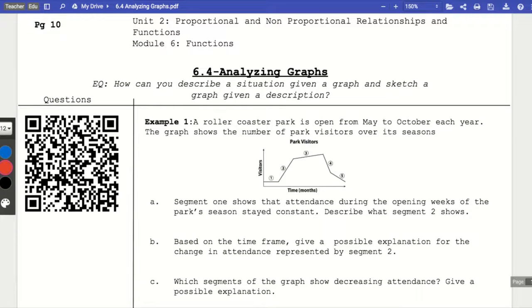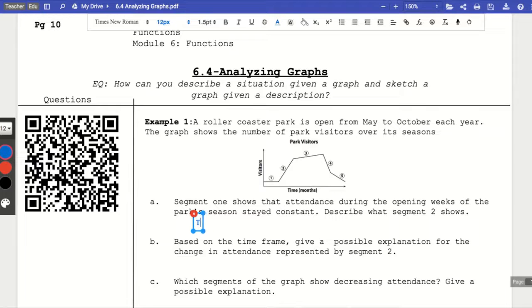Actually, we won't even use it. We're going to be answering with words. So this represents the beginning of summer when there is a spike in attendance.